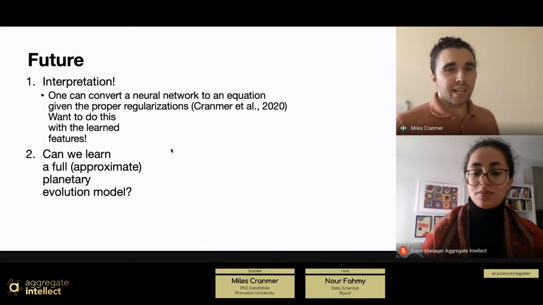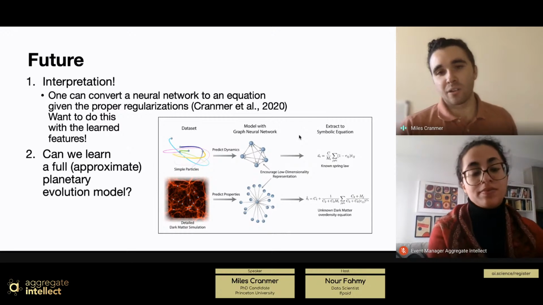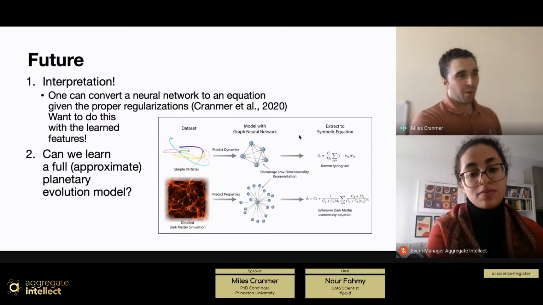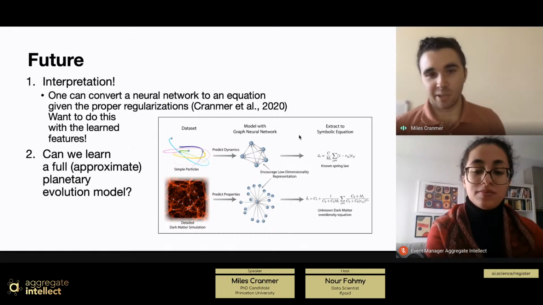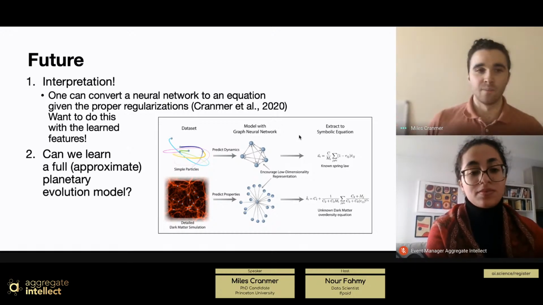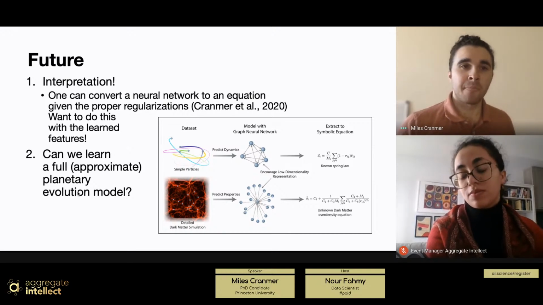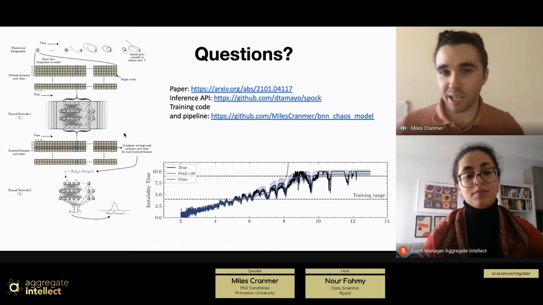In the future, because we've learned something maybe new about physics, we're really interested in applying this. I have this other paper on converting models to analytic equations. I think it'd be really cool to convert this model, the learned metrics, into analytic functions, and we can see what they are. And then maybe in the future, it'd be cool to learn a planetary evolution model, because I think we could use the same structure. Yeah, so that's my presentation. I'm happy to take questions.